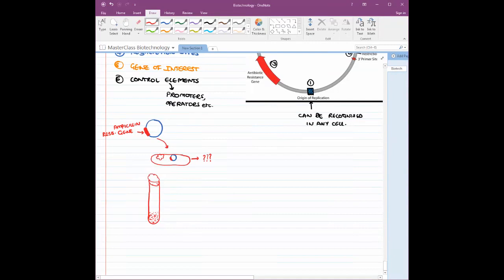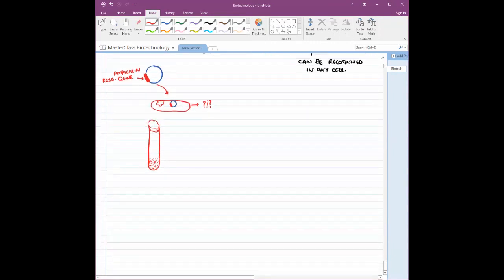So I need to have a method. Let's imagine we take these bacteria and put them onto media. Media is, once again, food for your bacteria. I'm going to put it on a normal plate, meaning one containing normal media. The result is that on this plate all the bacteria, all the E. coli, are going to grow. If everyone is growing like this, how are you really going to identify who has taken the ampicillin resistance gene, meaning who has taken this plasmid and who has not? This is going to be a challenge.